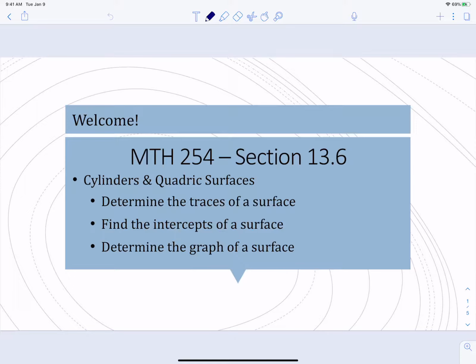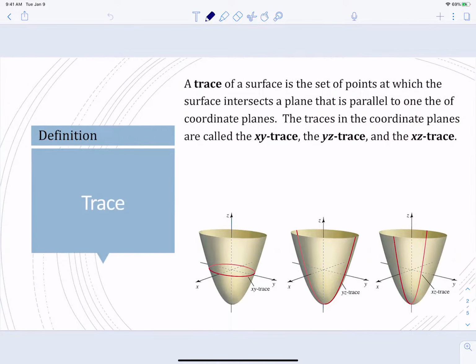Again, I want to say at the front here, the upshot of this section is not that you are going to be able to draw perfect 3D graphs from this section. It's that you're going to come up with some techniques so that you can get an idea what this graph is going to look like before we go and maybe look at our 3D grapher. So we're going to start with cylinders and quadric surfaces. We're going to look at what the trace of a surface is, how we can get the intercepts of a surface, and how we can then use those traces and intercepts together to get an idea of what our surface is going to look like.